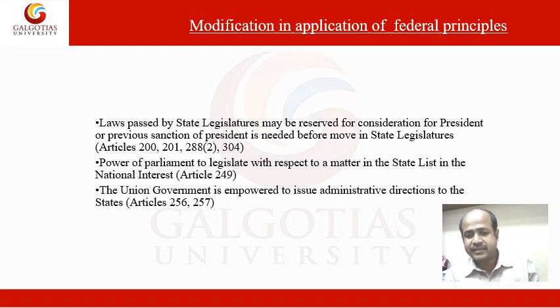The state has the power to make the law on the state list. But if you see Article 249, Parliament has been given the power to make the law on any matter in the state list for the national interest. If Parliament thinks it is needed for the national interest, Parliament can interfere in the state subject also. The union government is also empowered to issue administrative directions to the states. Some provisions are there, Articles 256 and 257, where the union government is empowered to give administrative direction regarding executive action in state matters to the state also.